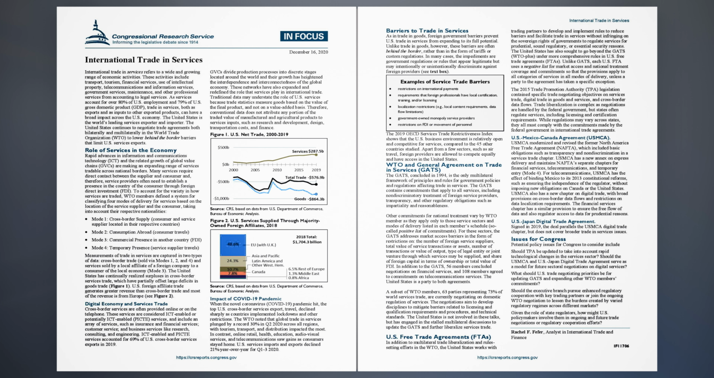Potential policy issues for Congress to consider include: should TPA be updated to take into account rapid technological changes in the services sector? Should the USMCA and US-Japan Digital Trade Agreement serve as a model for future sectoral negotiations on digital services? What should U.S. trade negotiating priorities be for updating GATS and expanding other WTO members' commitments? Should the executive branch pursue enhanced regulatory cooperation with key trading partners or join the ongoing WTO negotiation to lessen the burdens created by varied regulatory regimes across different markets?